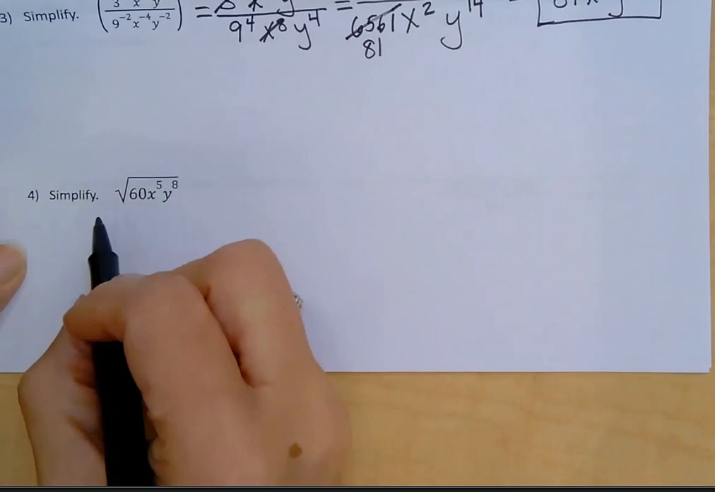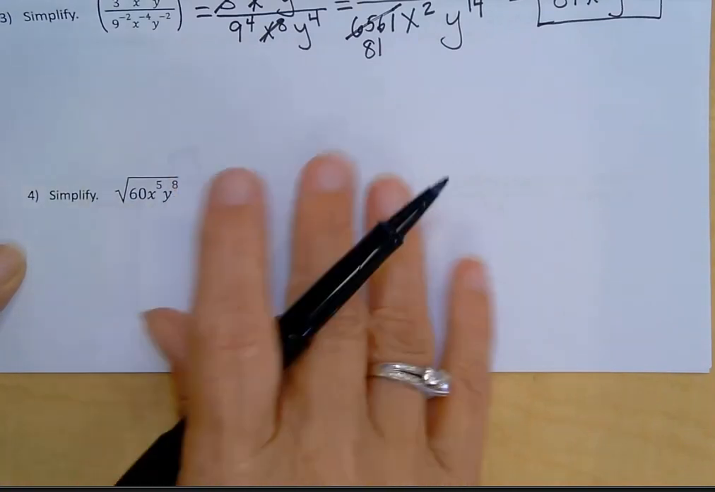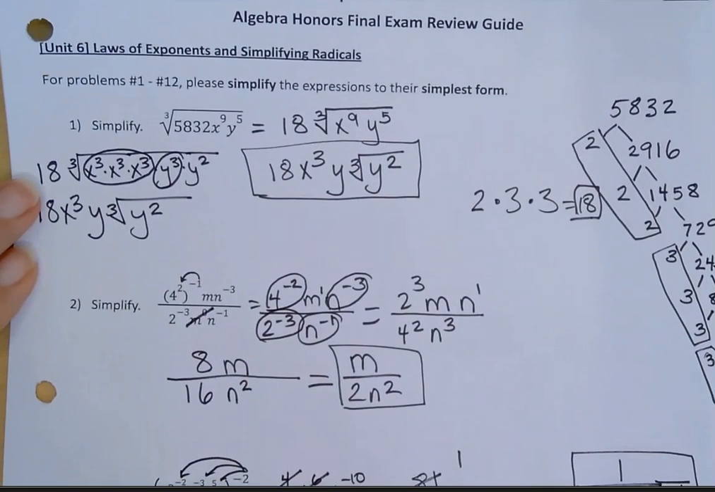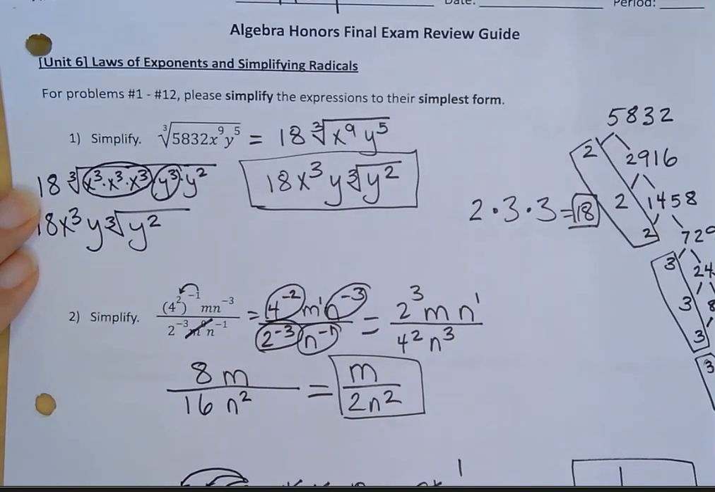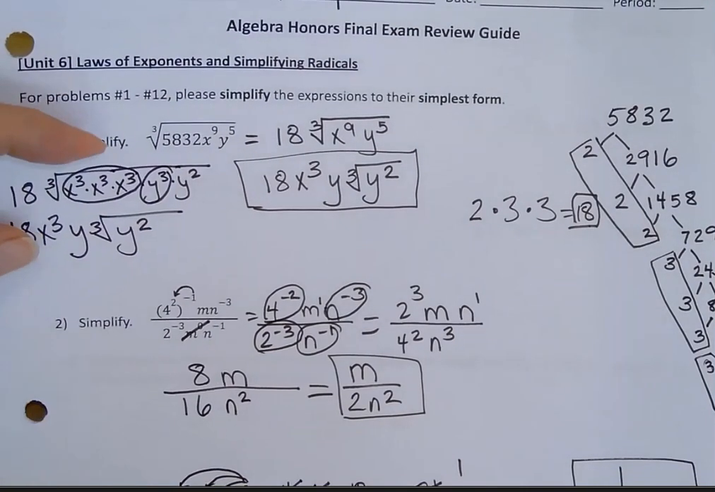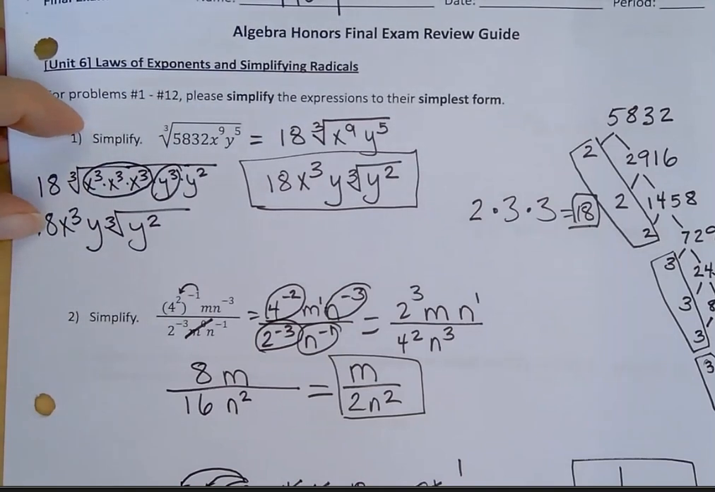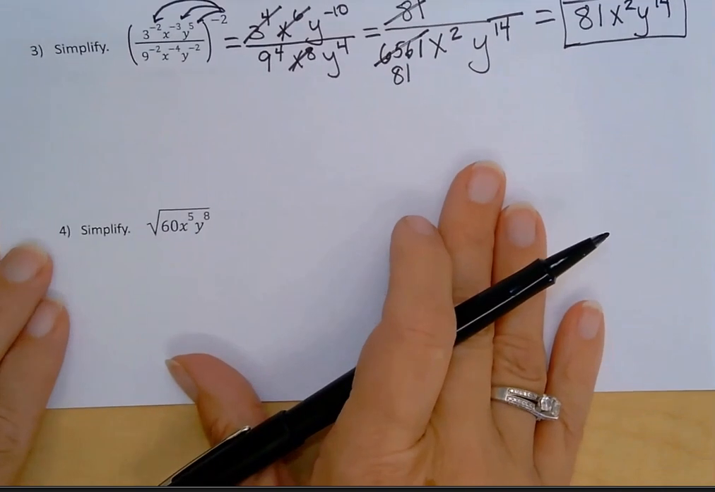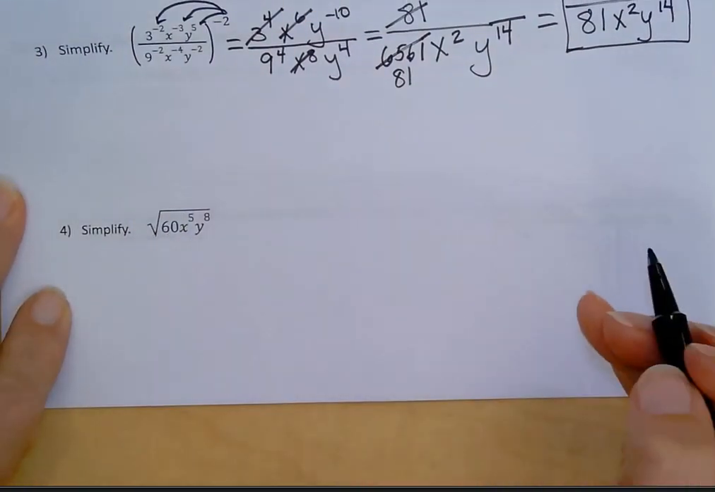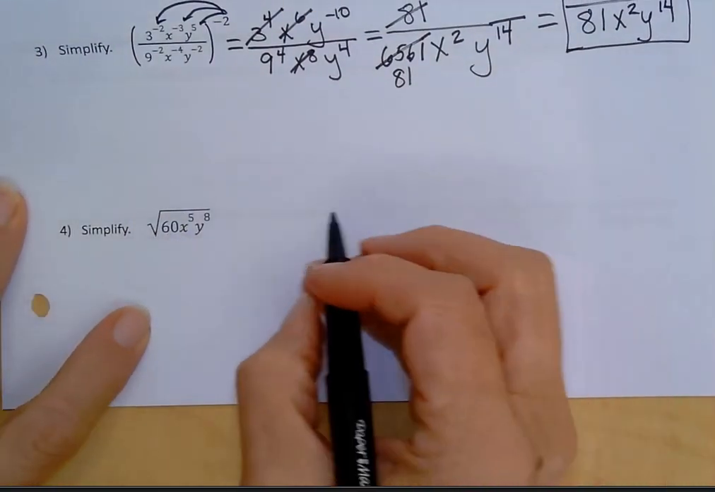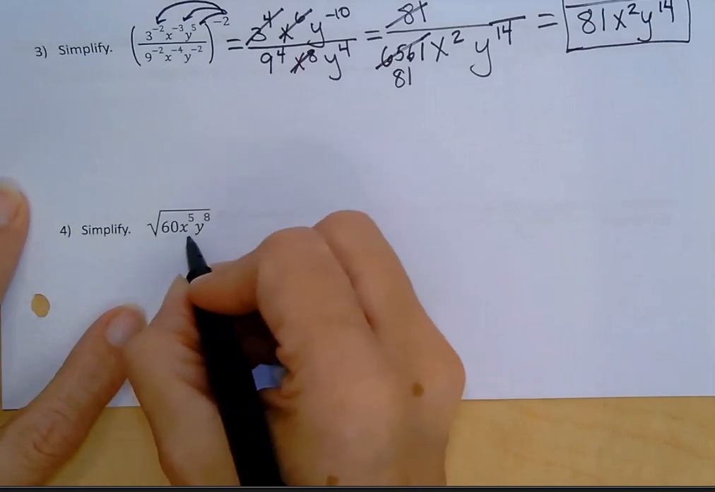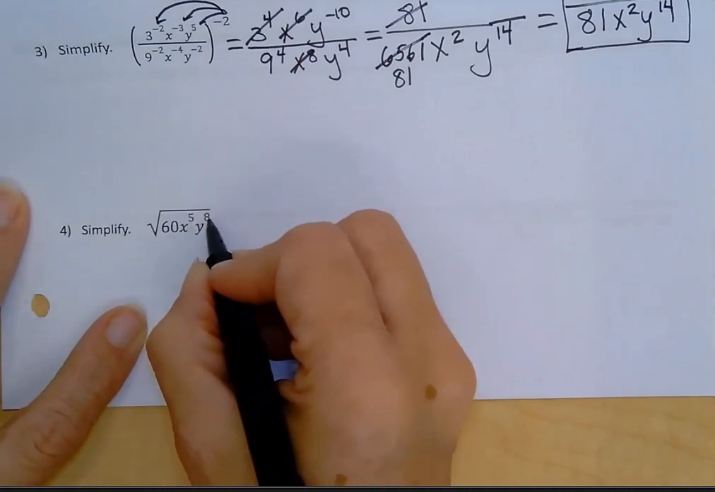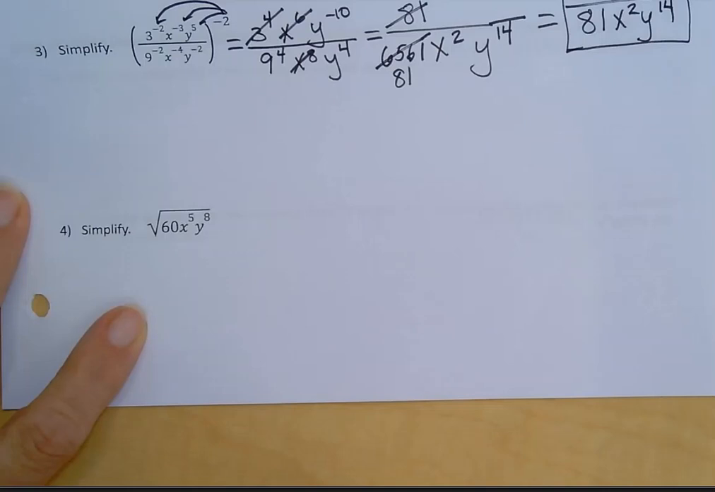All right, simplify. So I'm going to simplify, and if I look up at the directions, it says simplify the expressions to their simplest form. I'm going to leave this in radical form, though, instead of a decimal form. Okay, so this is square root, not cube root. So I need the square root of 60x to the 5th, y to the 8th. Remember, if you have an even exponent, it is a perfect square.